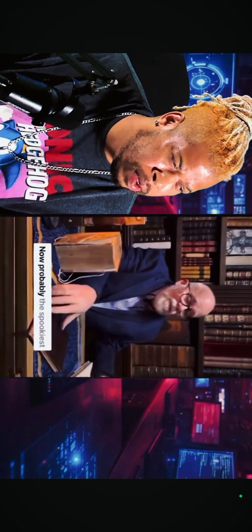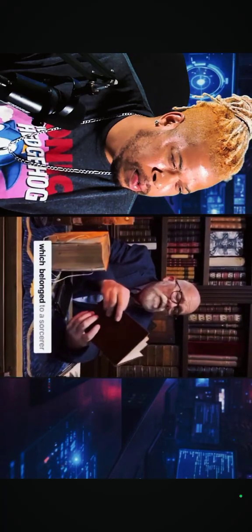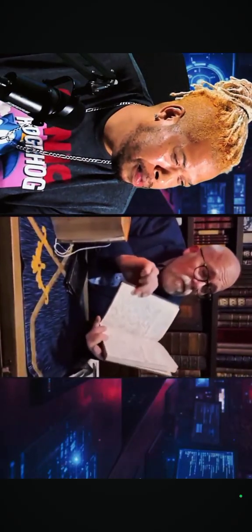Now, probably the spookiest one I have, just pure black magic, is this one right here, which belonged to a sorcerer, and it has 60 different spells for summoning demons right there.